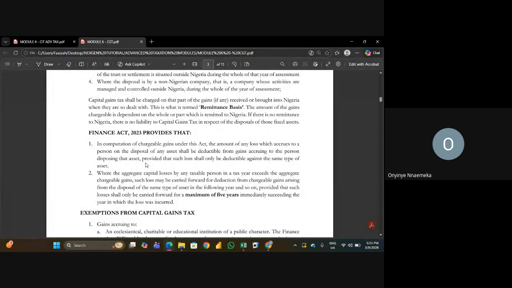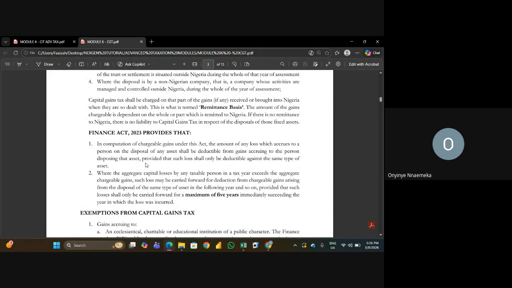Finance Act 2023 provides that number one, in computation of chargeable gains under this Act, the amount of any loss that accrues to a person on disposal of any asset shall be deductible from gains accruing to the person disposing that asset, provided that such loss shall only be deductible against the same type of asset.